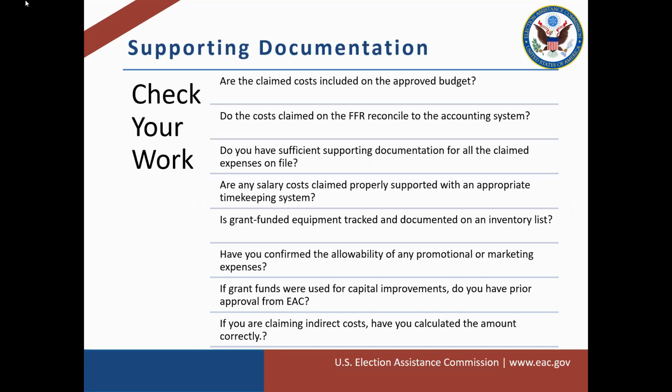And then also, if you've made any capital improvements, you need to make sure that you have prior approval from EAC if you're going to include those costs in your expenditure report. And if you are claiming indirect costs, that you've calculated the amounts correctly.